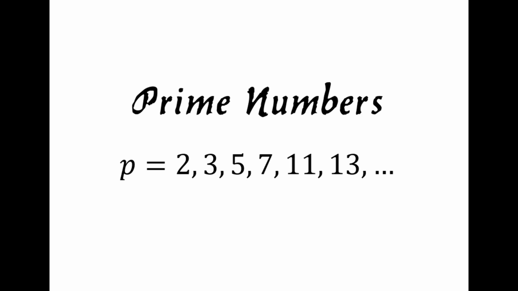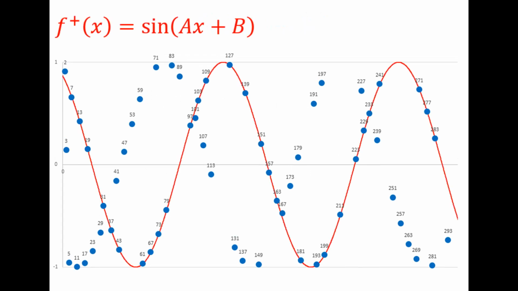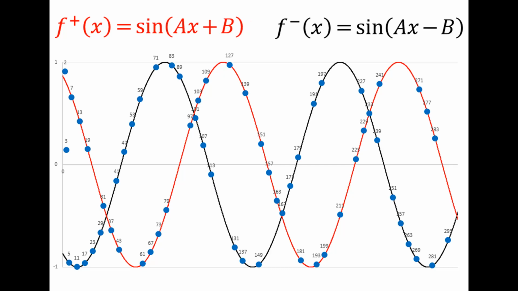Let's start by applying the sine function to the prime numbers. Seems like a mess, right? Well, not really. I can see two distinct patterns there. More specifically, two phase-shifted sine curves. The red one, I will call f plus, because of the plus sign inside the parenthesis, and the black one, I will call f minus, because of the minus sign inside the parenthesis.